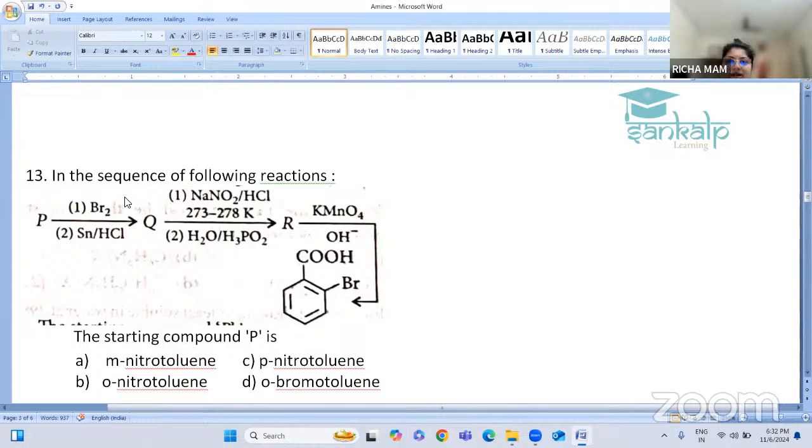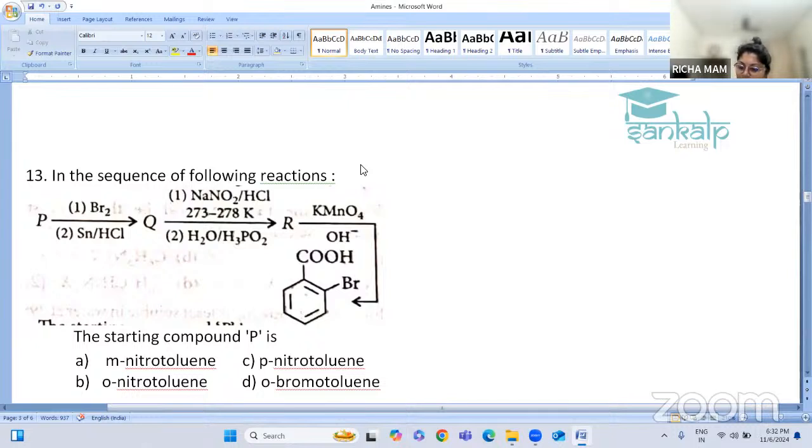Yes, so in the last class, we had started with the chapter amines, right? So we were solving the MCQs based on the chapter amines. So what are amines? It is an organic compound which contains nitrogen. They are called nitrogen containing compounds, and they are termed as amines, right?